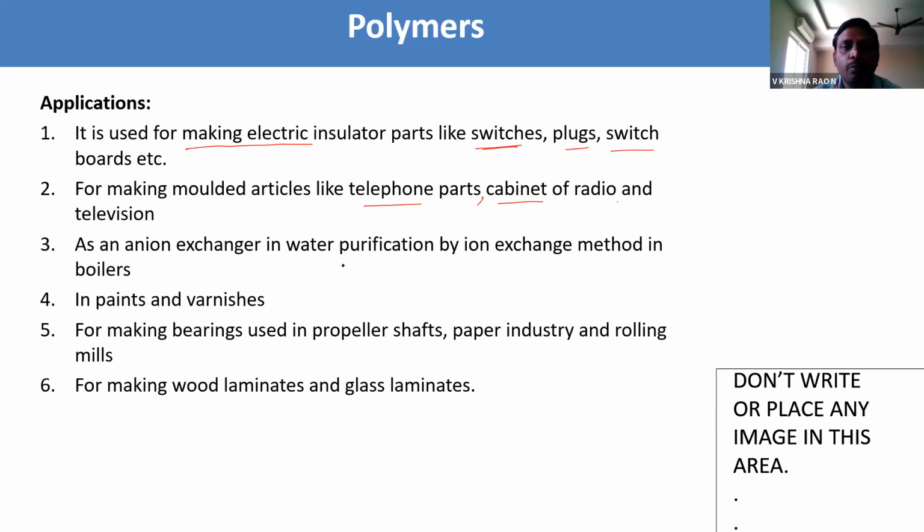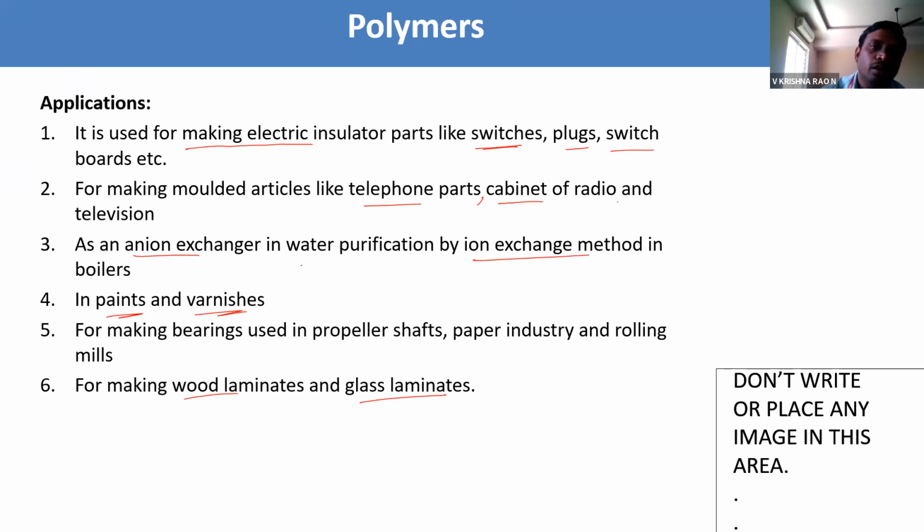It is an ion exchanger in water purification by the ion exchange method in boilers; it acts as an ion exchange resin. It is also used in paints and varnishes. We use this bakelite for making bearings used in propeller shafts, in the paper industry and rolling mills. For making wood laminates and glass laminates, we also use this bakelite.